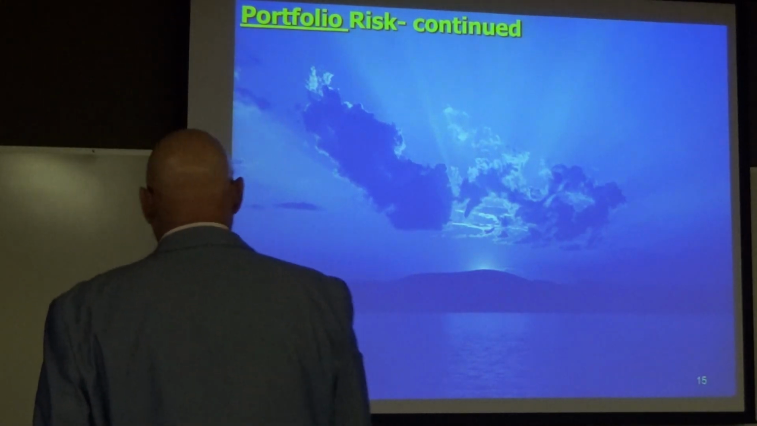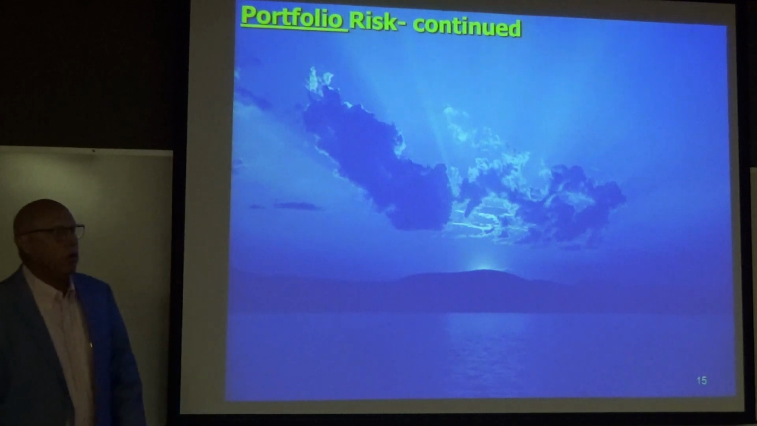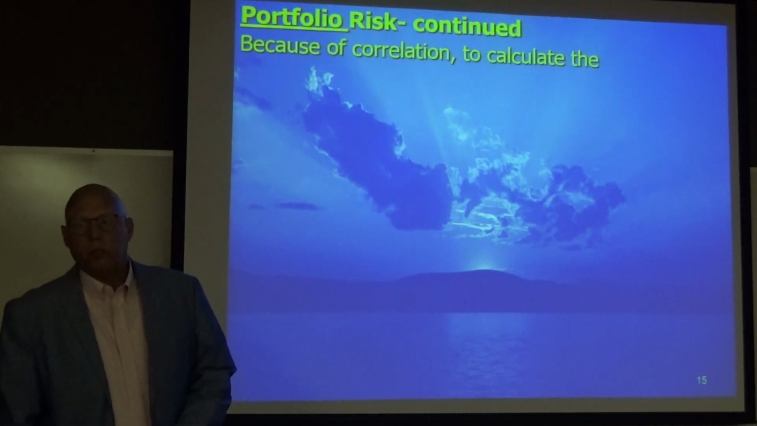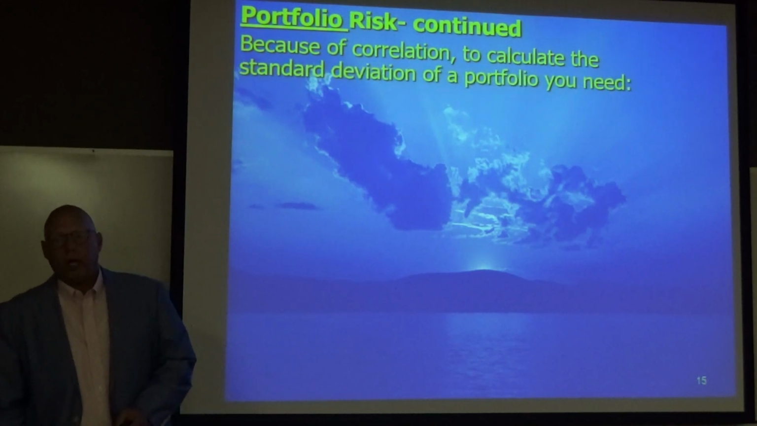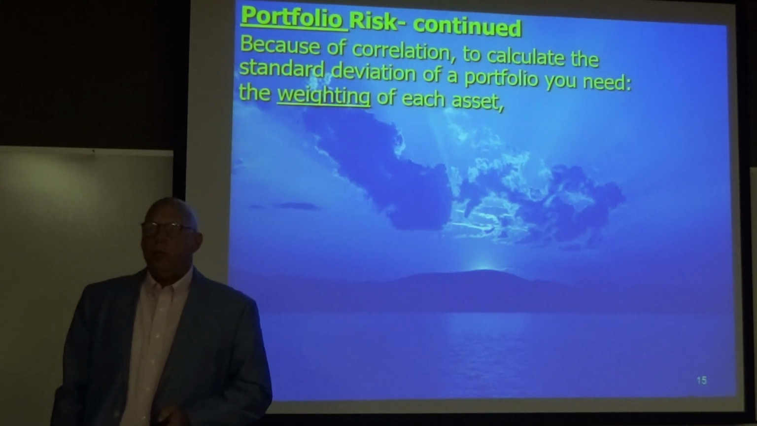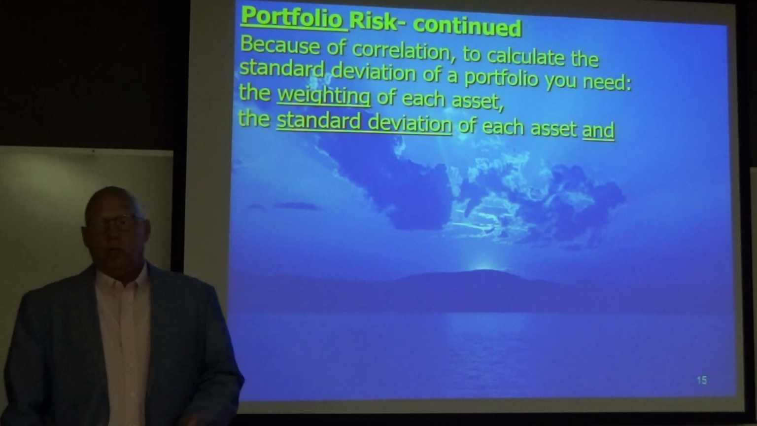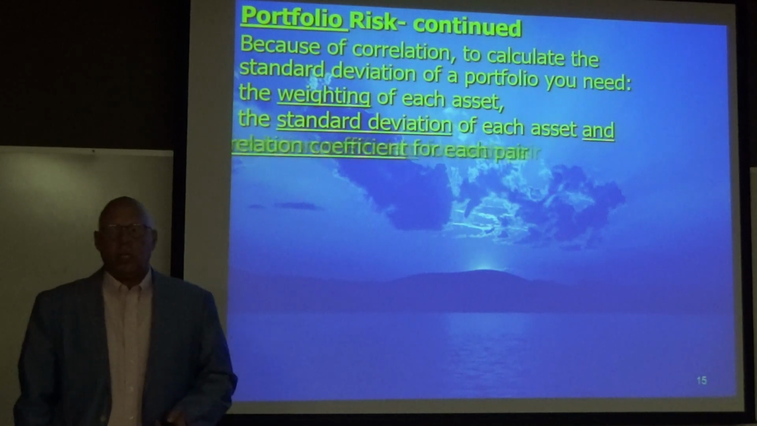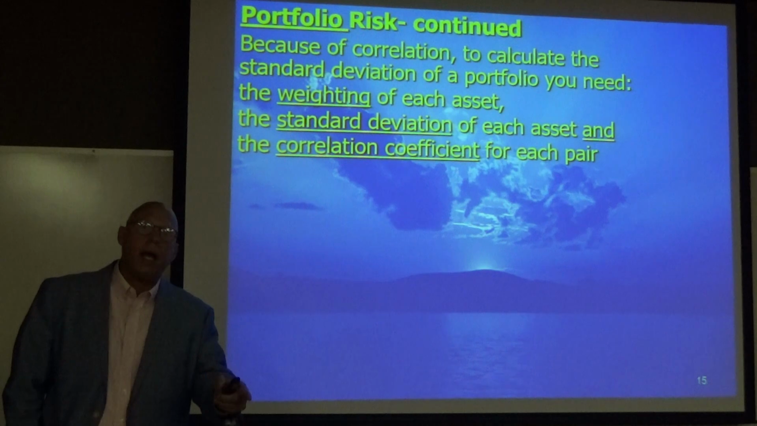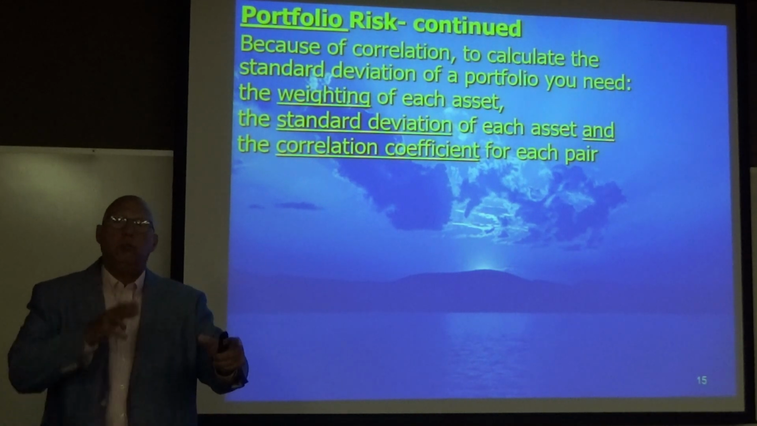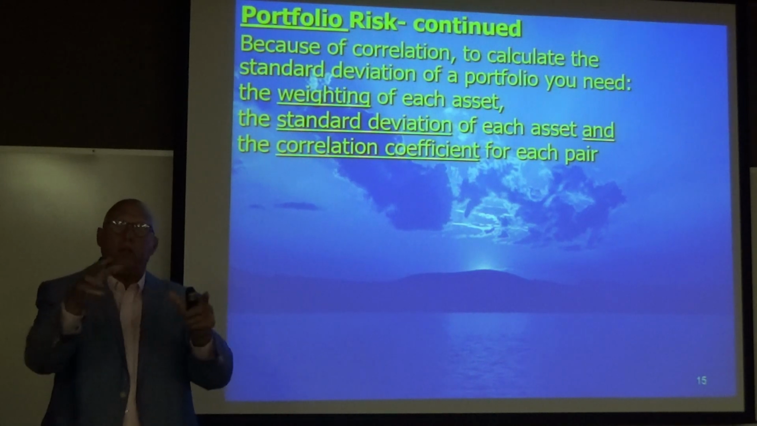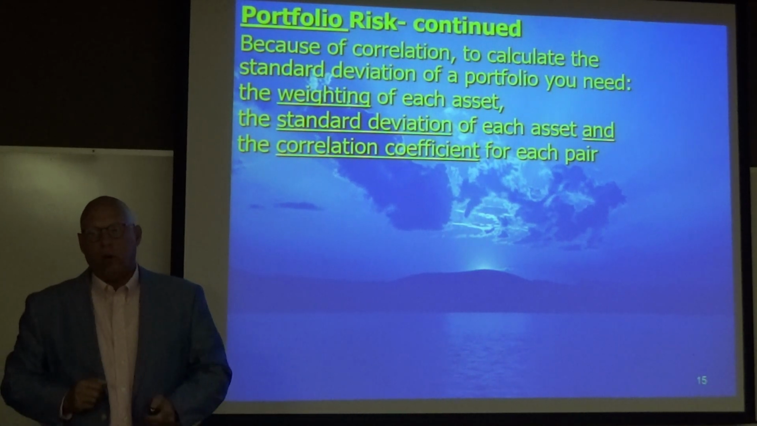All right, friends, let's move on and take a closer look at correlation and computing the standard deviation of a portfolio. Because of correlation, to calculate the standard deviation of a portfolio, the movement of a portfolio, you need the weighting of each asset, you need the standard deviation of each asset, and you need the correlation coefficient for each pair of assets. How will each asset interact with all of the other assets in the portfolio?